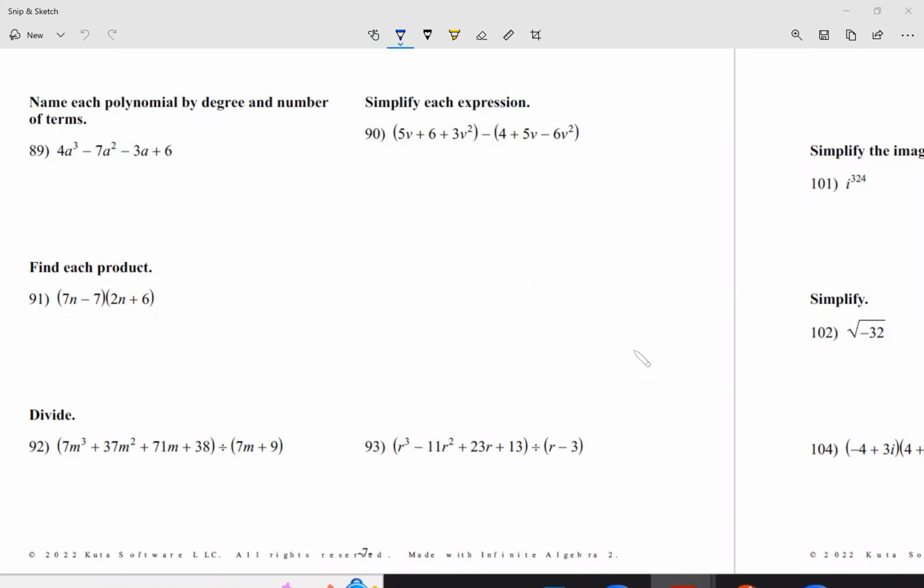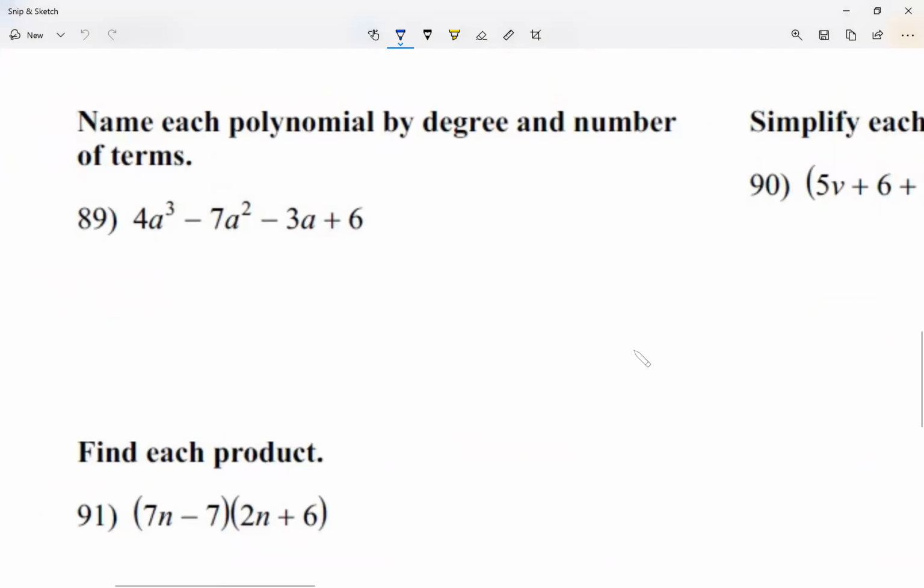So first thing, 89 is name each polynomial by degrees and number of terms. Okay, so there's gonna be two names. By degrees, I go by the highest exponent. Okay, so in this case, the third. I know I gave you guys a list, right? If you copy down your notes, that was on questions 1, like the very, very beginning. I gave you guys a list. So make sure you base yourself on that list.